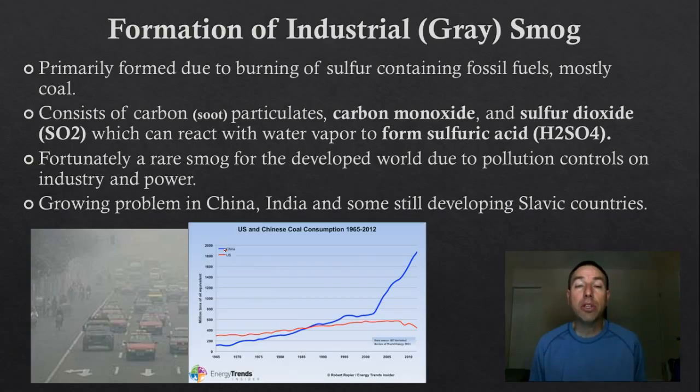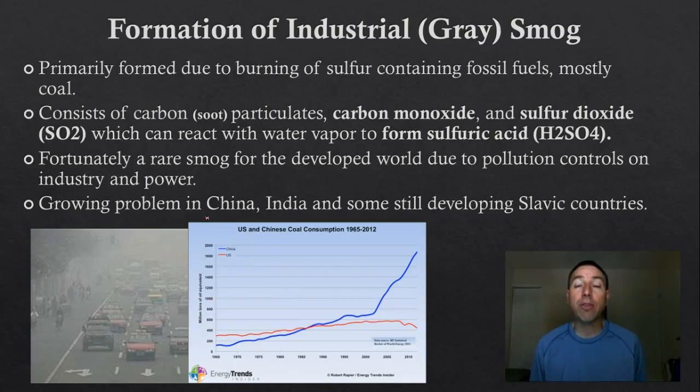Now, I also mentioned gray smog. This is also known as industrial smog. Industrial smog comes from the burning of sulfur-containing compounds, fossil fuels mostly, coal, and also the combination of soot particles, which gives the atmosphere its gray look. You can also have water vapor interact with the sulfur dioxide to form sulfuric acid, and this can cause burning of the lungs and the eyes and any other kind of thin tissues in the body.